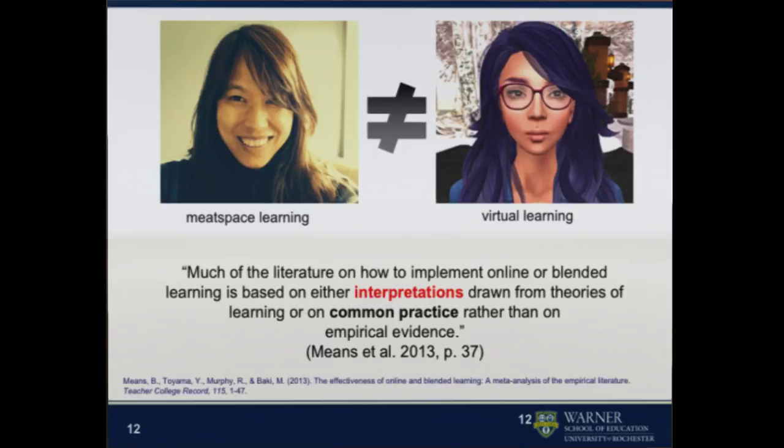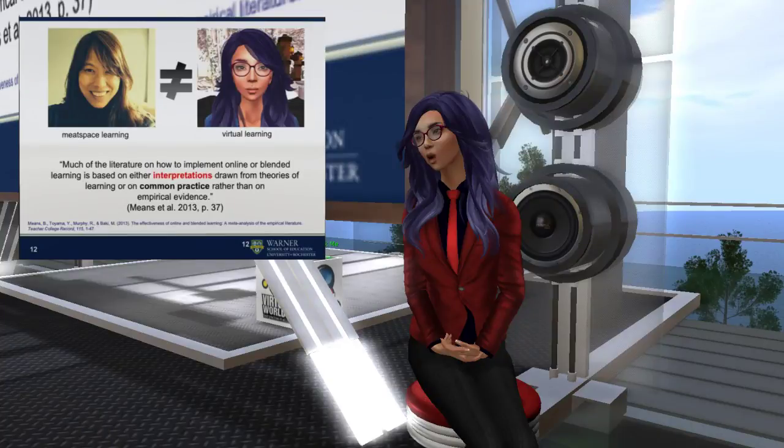So in a study by Means et al., who looked across all kinds of online learning research, they observed that, and I quote, "much of the literature on how to implement online or blended learning is based on either interpretations drawn from theories of learning or on common practice rather than empirical evidence." Until now, we have had no learning theories derived empirically from a virtual environment. Of course, this was a challenge I couldn't refuse.